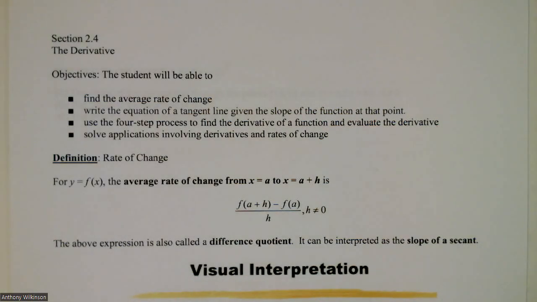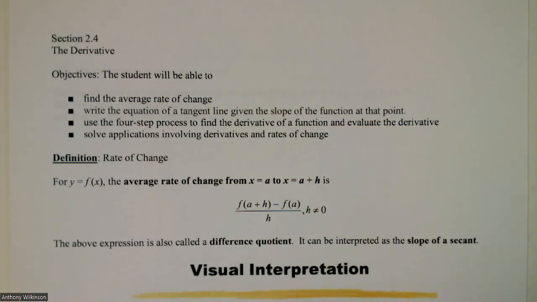All right, in this video, we're going to talk about section 2.4 dealing with the derivative. And in this section, we're going to be finding the average rate of change. We're going to be writing the equation of the tangent line, given the slope of the function at that point. Also, we'll use the four-step process to find the derivative of a function and evaluate the derivative. And then we're going to solve applications that involve derivatives and rates of change.